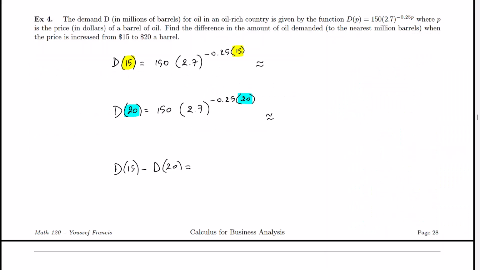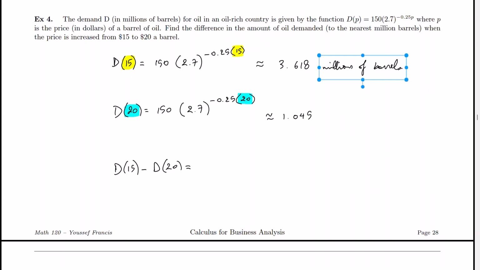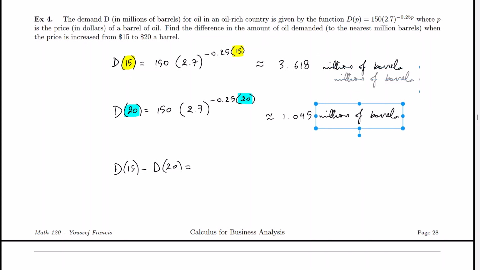So let's record those here. So we said the first one was 3.618 millions of barrels. And the second one was 1.045 millions of barrels as well. So I'm just going to copy paste this to here.